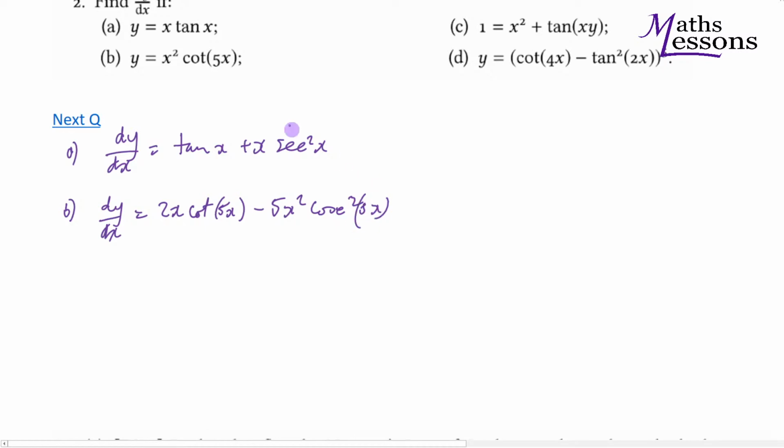Let's just go through that again. So the 5x, that differentiates to give us 5. So that's where that 5 comes from. Cot goes to minus cosec squared x, and then we're going to times by the x squared.